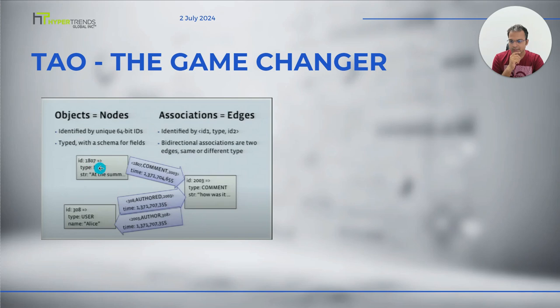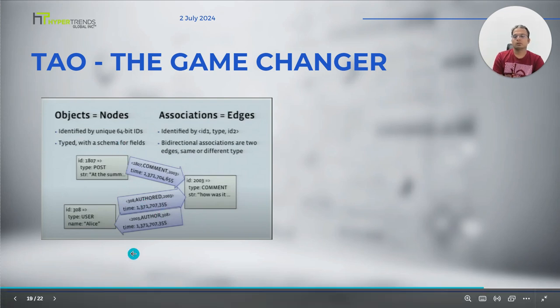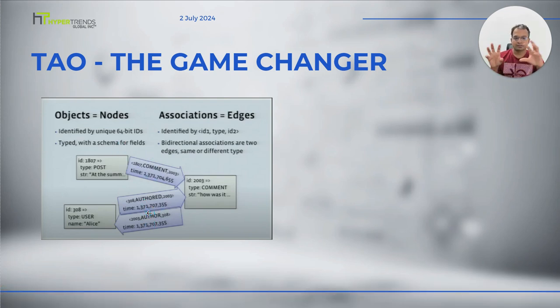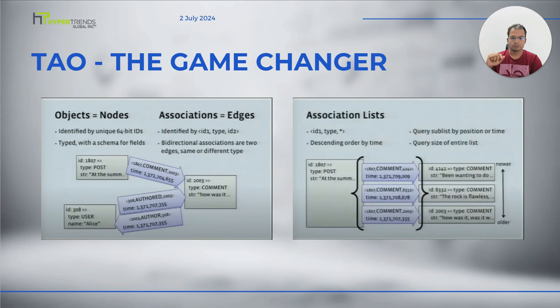So the user's id is 1807, then this is the comment, so that's why its type is comment, and then this comment ID is 2003, and there will be a timestamp at which it is stored, right? So this is how objects and associations are linked in this TAO system.